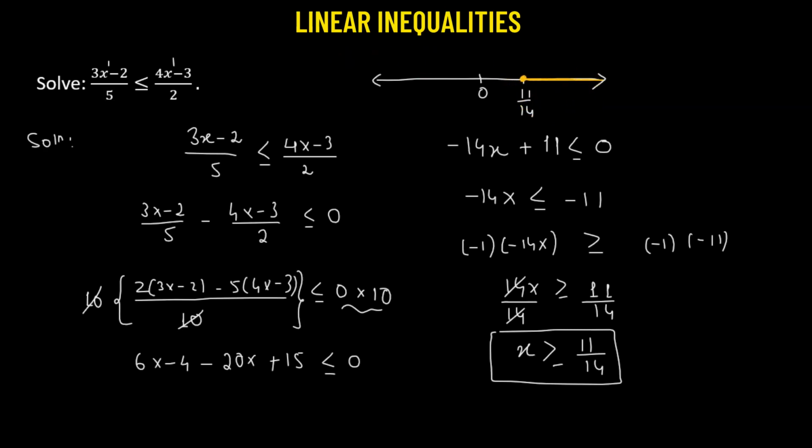And if we want to represent it in interval form, our solution starts from 11/14 and goes all the way up to positive infinity. This will be a closed interval at 11/14 because 11/14 is included, and infinity is unbounded, so we'll use an open interval there. So these are the ways of representing the solution to our given linear inequality.